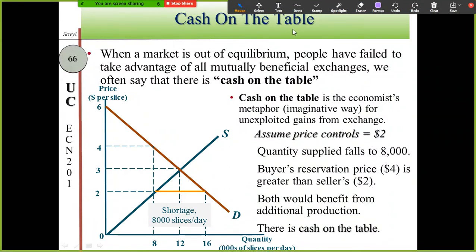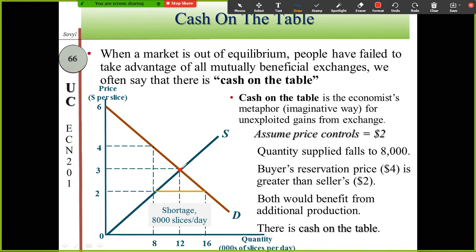Cash on the table. Who can get cash on the table? For example, cash on this table, who can put it into their pocket? When a market is out of equilibrium, not at equilibrium. This is equilibrium.